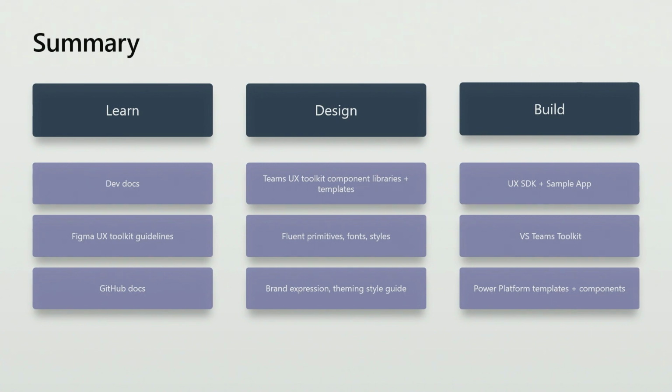We also learned how you can build the app using the UX SDK and sample app libraries, and how this all comes together in the Visual Studio Teams Toolkit. Also, how you can use low-code, no-code solutions directly inline to Power Platform, and the different templates and components that we support there. So with that, I'm going to hand over to EJ, who's going to talk you through an update on the Fluent UI design system.